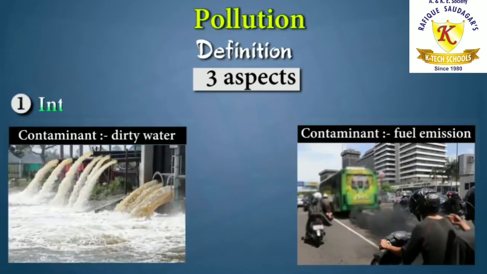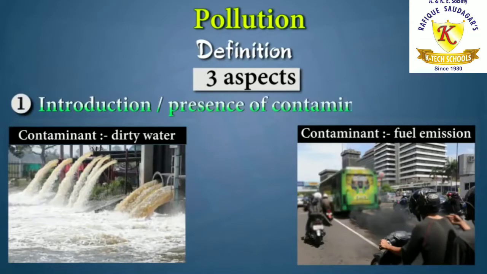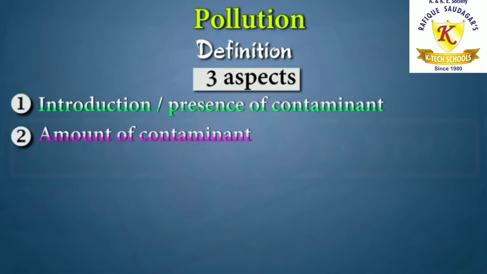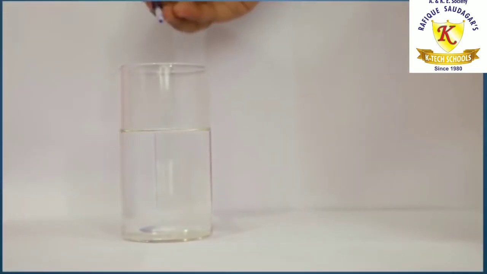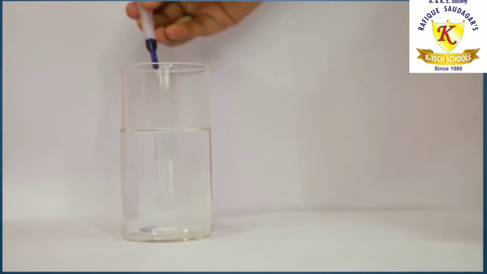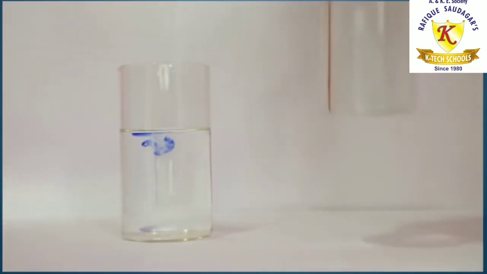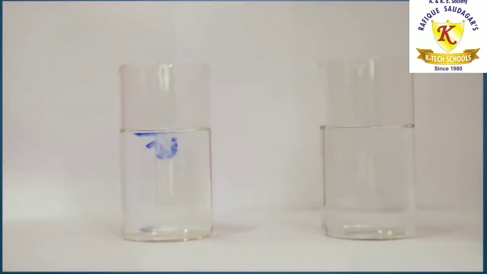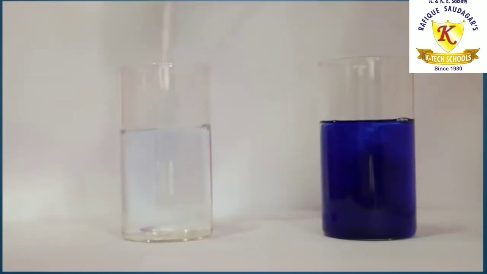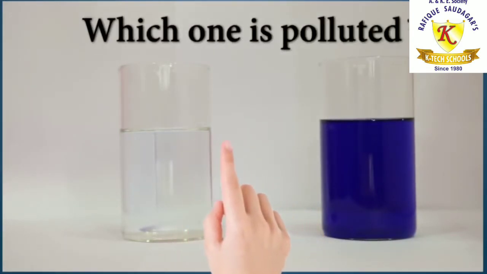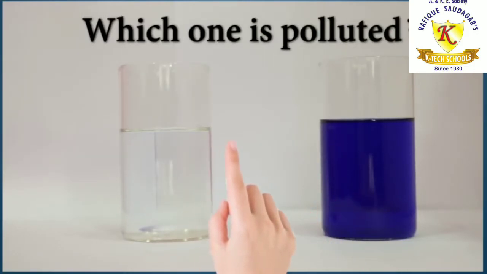First, the contaminant being introduced or present in our surroundings. Secondly, the extent to which it is present. To understand this, let us consider a clean glass of water to which we add just one drop of ink, and to another glass of water we pour an entire bottle of ink, and we stir both glasses of water. So, which one is polluted? Can you tell me?